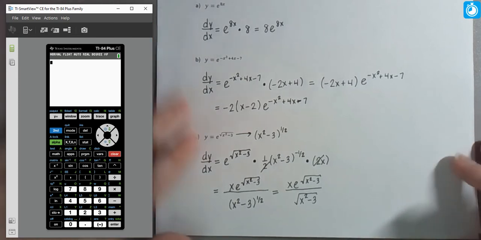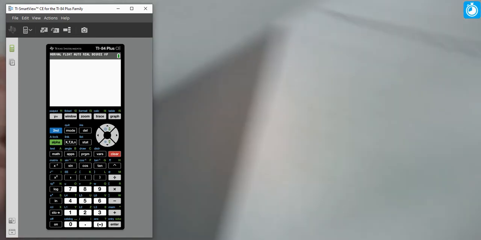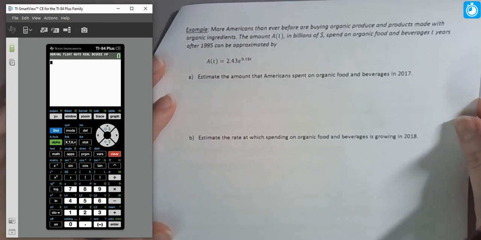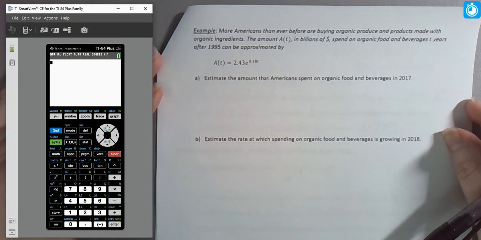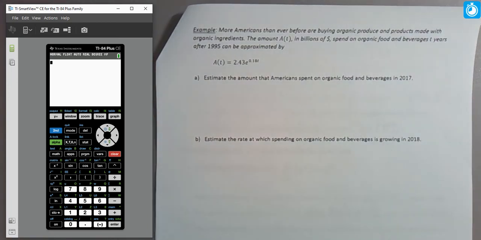So let's wrap up with an application. E is used a lot in real applications, so it's worth working an application. Okay, so more Americans than ever before are buying organic produce and products made with organic ingredients. The amount, A of T, in billions of dollars spent on organic food and beverages, T years after 1995.